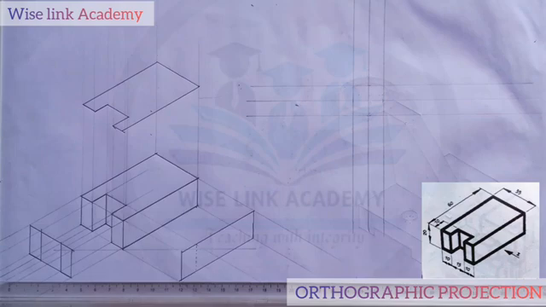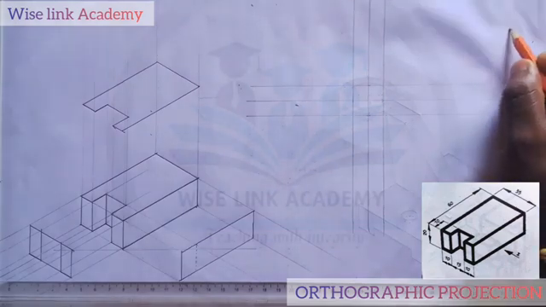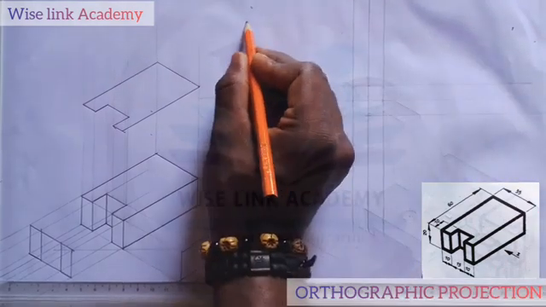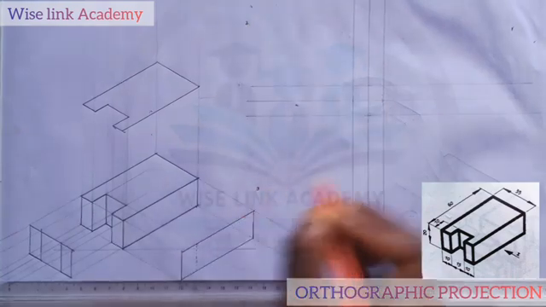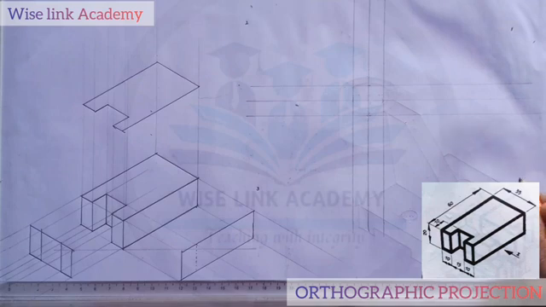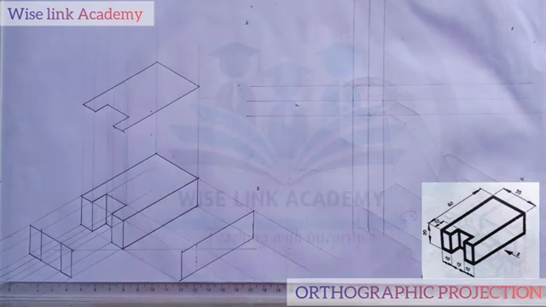So what I just did now is called the orthographic axes, right? So this is my orthographic axes. This is my first quadrant here. This is my second quadrant here. This is my third quadrant and my fourth quadrant at this point. Now listen, please. I want to draw the first angle projection. So this is my first angle.